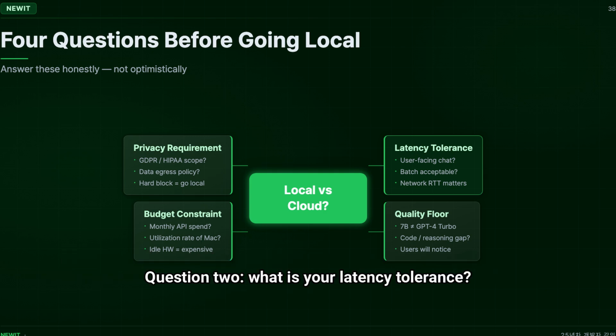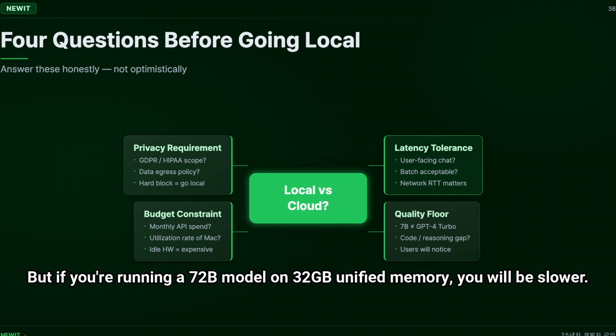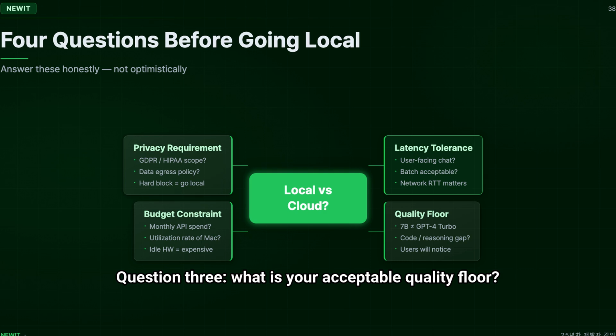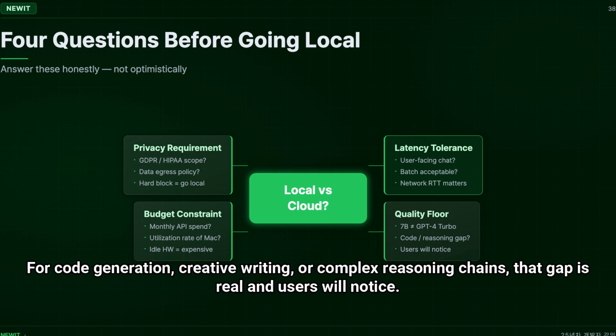Question 2. What is your latency tolerance? If your user is staring at a chat bubble waiting for a response, local on an M2 Pro can beat GPT-4's network round trip for short completions. But if you're running a 72B model on 32 gigabytes unified memory, you will be slower. Question 3. What is your acceptable quality floor? Be ruthless here. A 7B quantized model is not GPT-4 Turbo. For code generation, creative writing, or complex reasoning chains, that gap is real and users will notice.